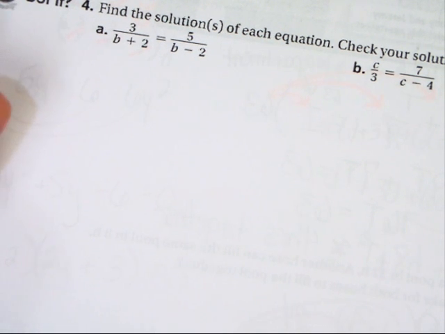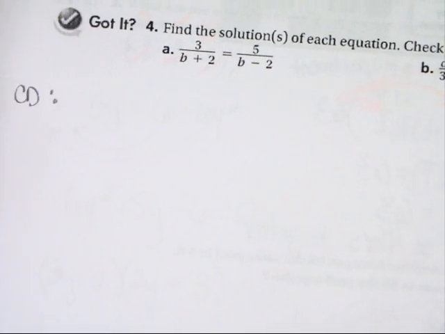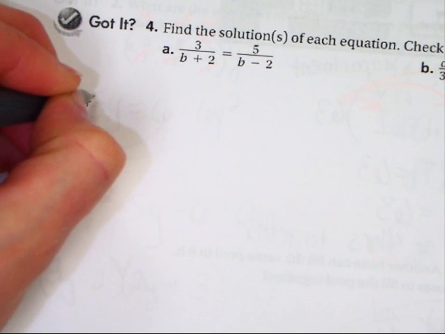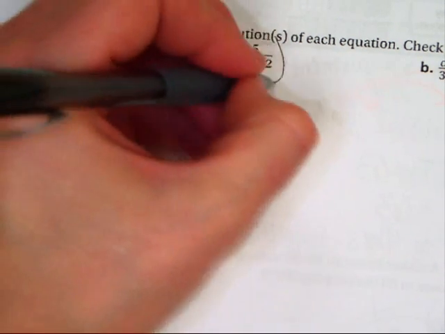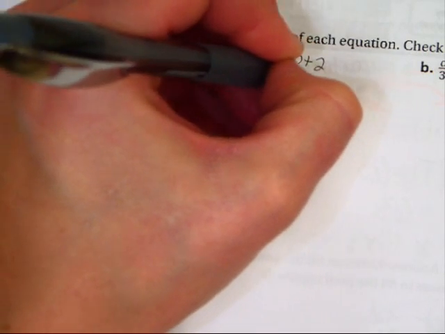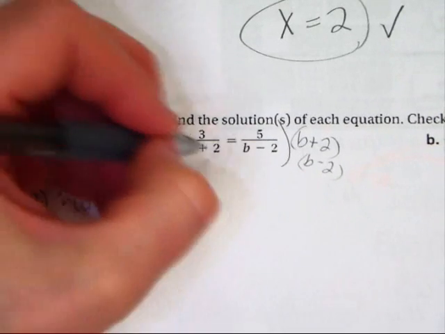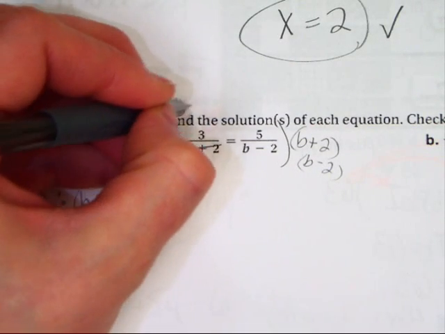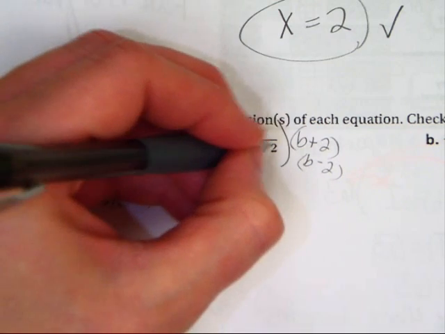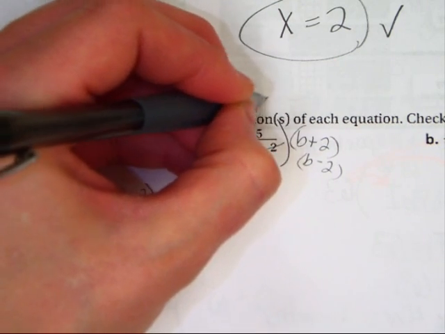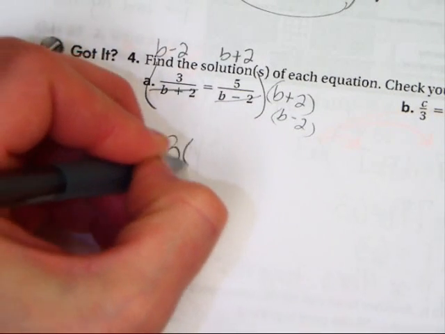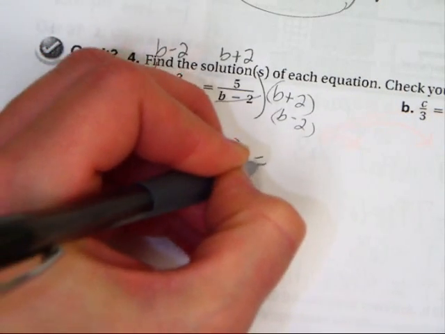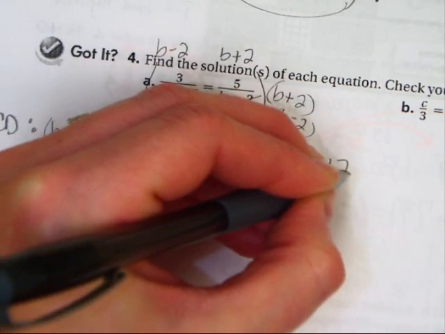The common denominator in 4a is the two different denominators that you see. So you would multiply by the common denominator of b plus 2 and b minus 2. You would notice that this b plus 2 goes away and you would be left with b minus 2. This b minus 2 would go away and you'd be left with b plus 2. And that's why cross multiplication actually works. So you get 3 times b minus 2 equals 5 times b plus 2.